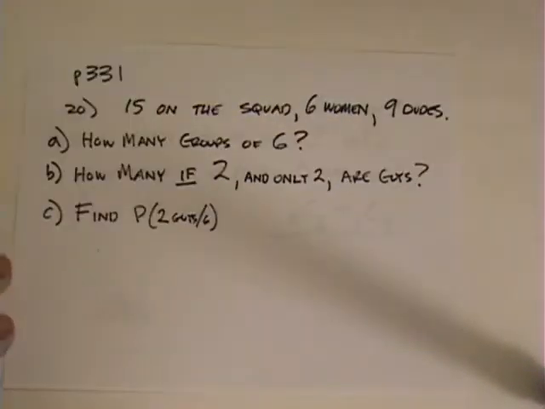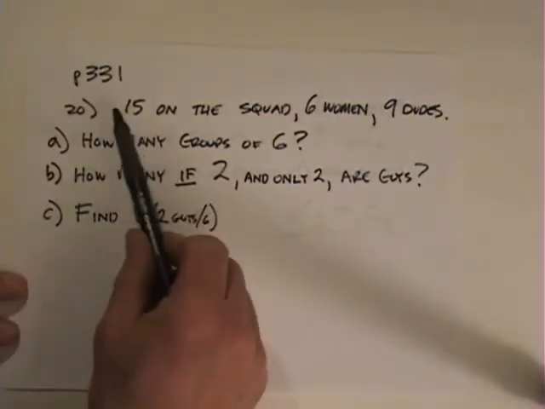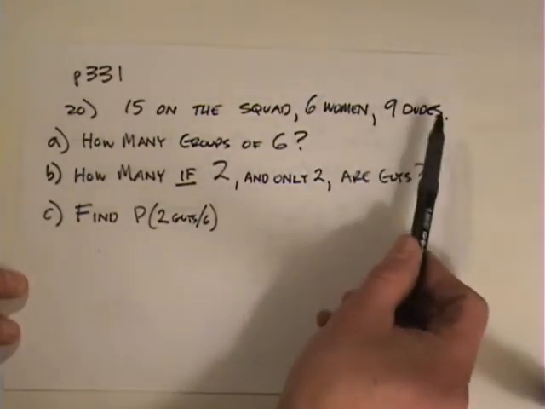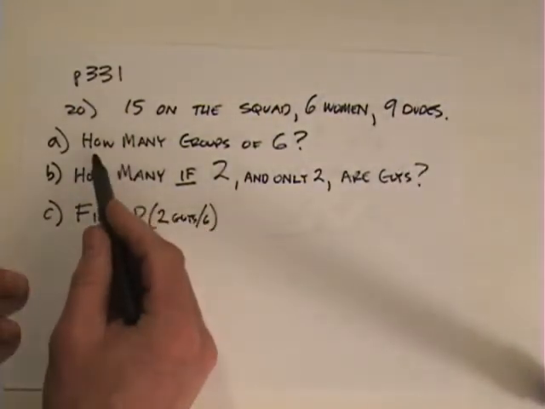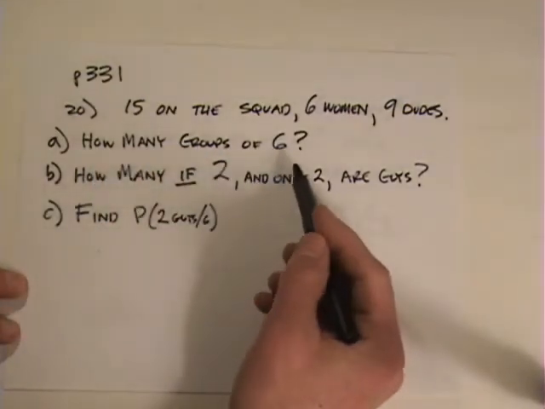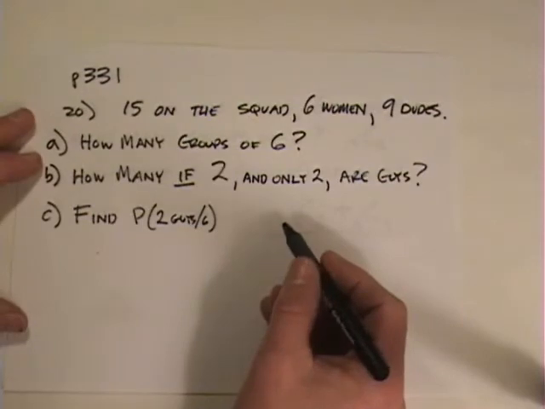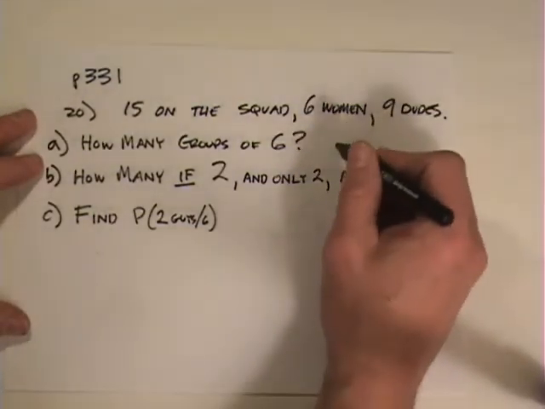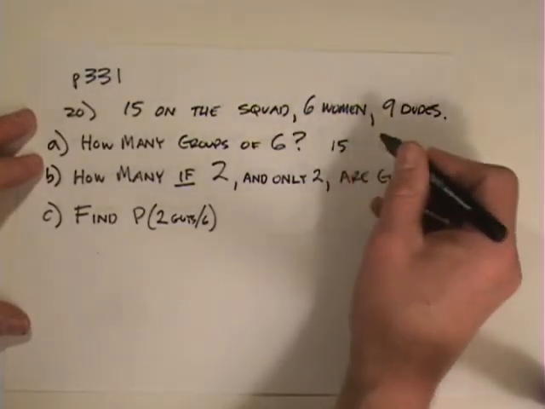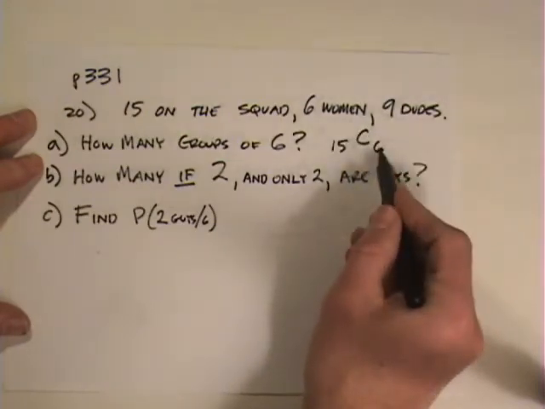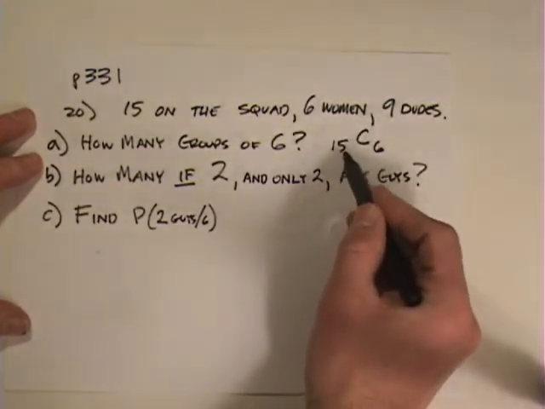Okay, we're going to try an example from the book, page 331, problem number 20. You've got a cheerleading squad that has 15 members on it. There are 6 women and 9 guys. So how many groups of 6 are there from this original squad of 15? And that's very simply 15C6. 6 are chosen out of 15.